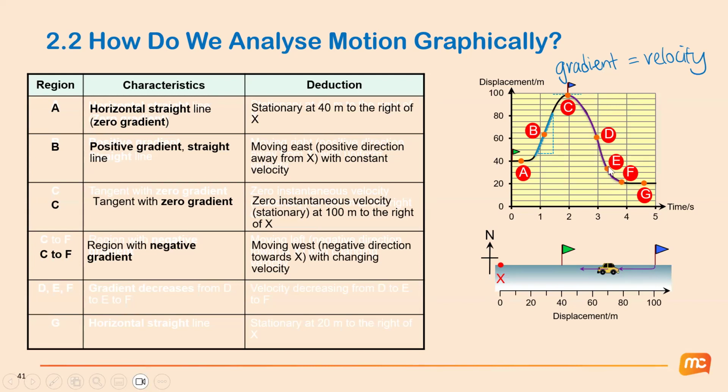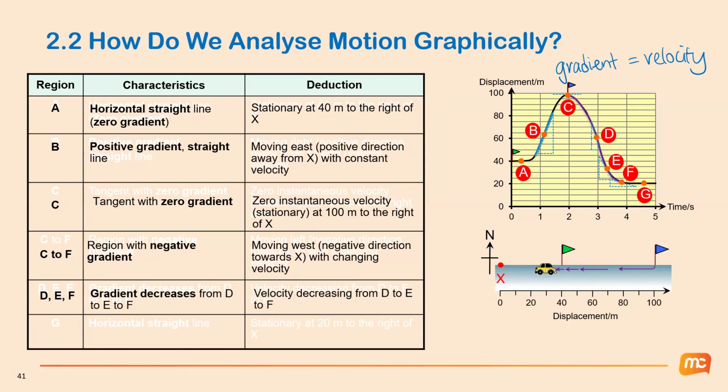So if I have a decreasing gradient, it means that I have a decreasing velocity. It simply means I am slowing down. So this car, as it moves backwards, is slowing down, which is represented by the arrow. It's moving slower and slower from D to F. It is decelerating, or the velocity decreases, moving with decreasing velocity.